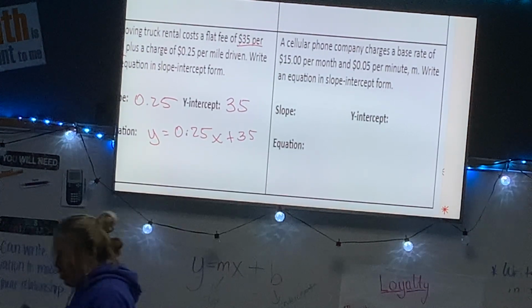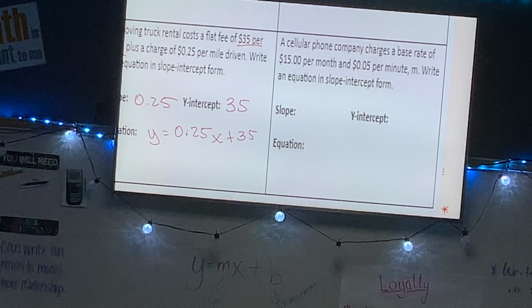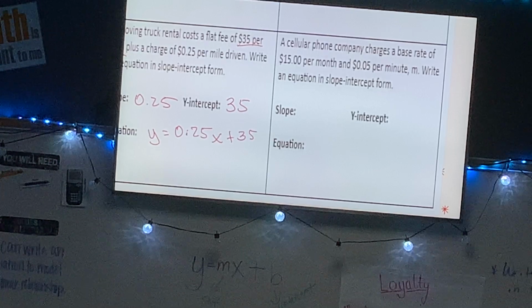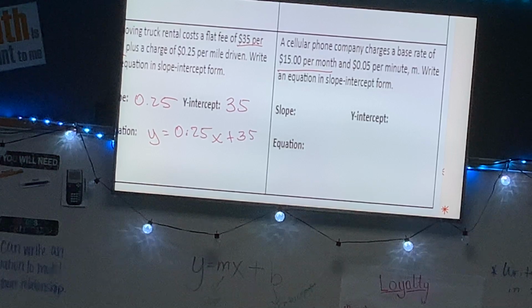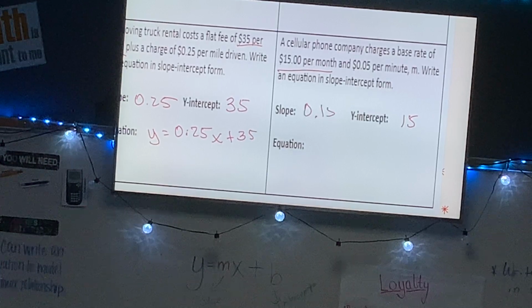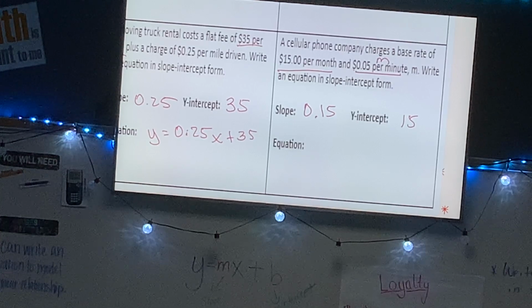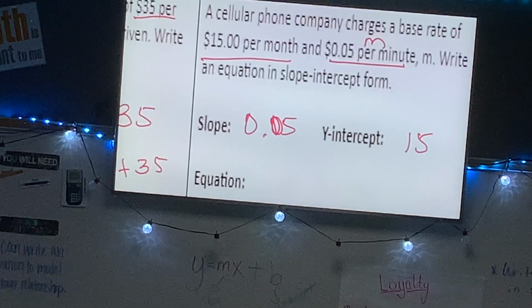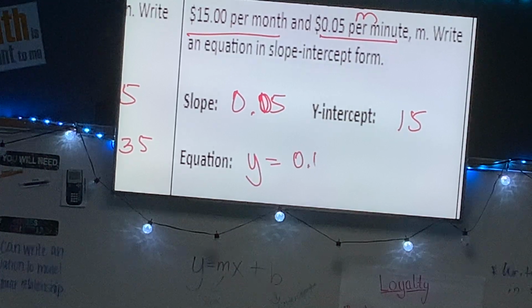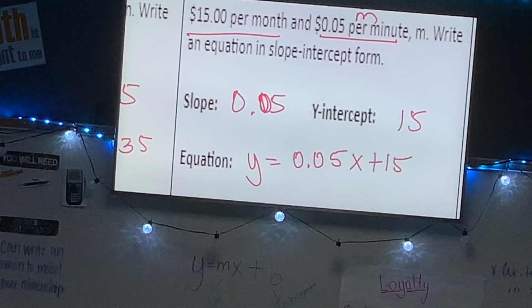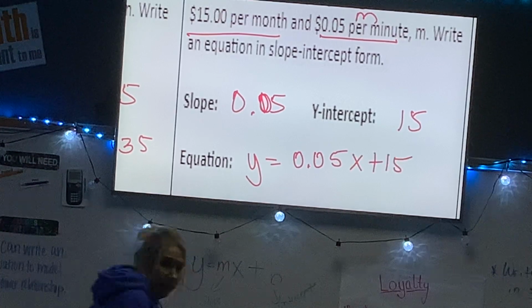A cellular phone company charges a base rate of $15 per month. What is that? My y-intercept or my slope? Good. Because that is, no matter what, no matter how much you use it, it's going to charge you $15. And 5 cents per minute. Write your equation in slope-intercept form. Easy.